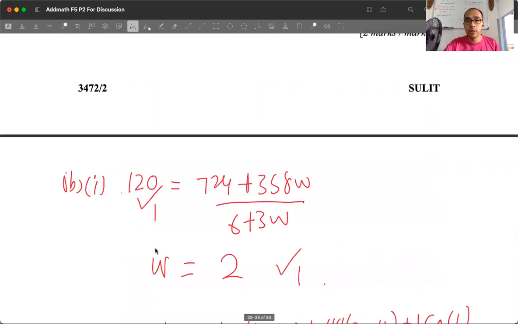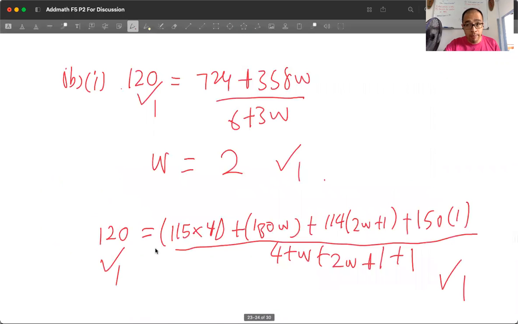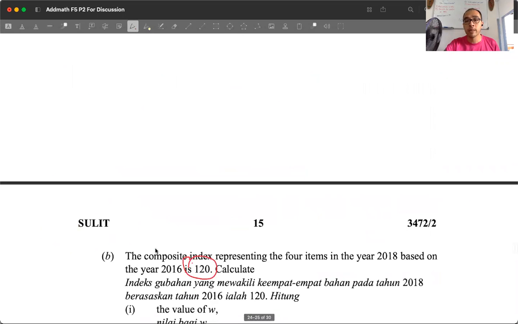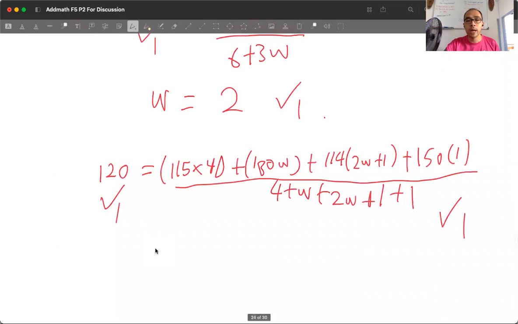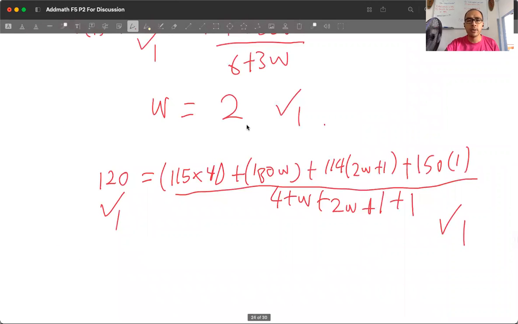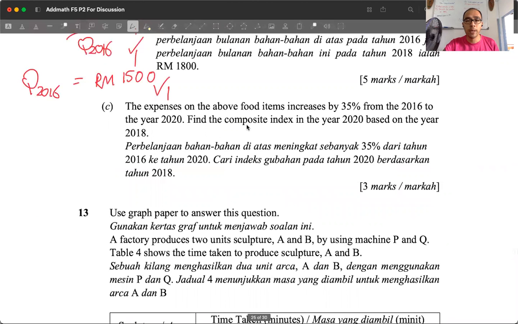Now I just want to remind you that remember to put the RM bila perlu ada RM, bila tiada RM jangan pandai-pandai letak RM dalam semua jawapan. Okay, W sama dengan RM2. Mana ada? W is pemberat. Okay, it's not RM. So you cannot do it that way.